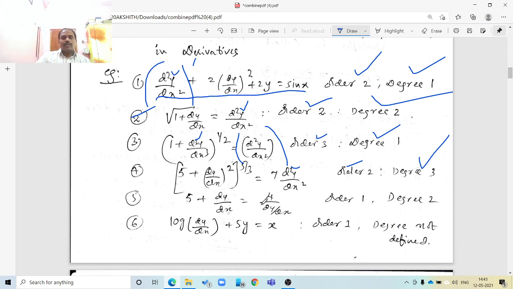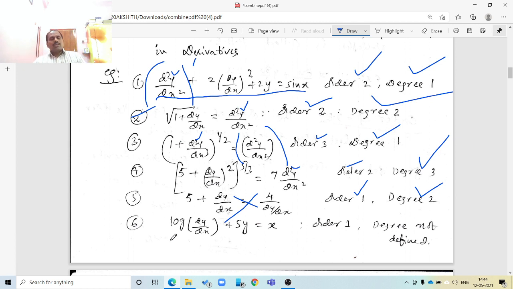So that is why you take the cross multiplication. After the cross multiplication, you will get (5 plus dy by dx) into dy by dx is equal to 4. Order is no doubt 1. And dy by dx into dy by dx, after multiplication you will get (dy by dx) whole square. Therefore its degree will be 2.